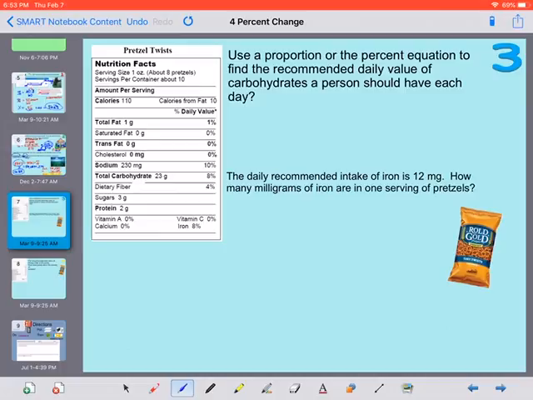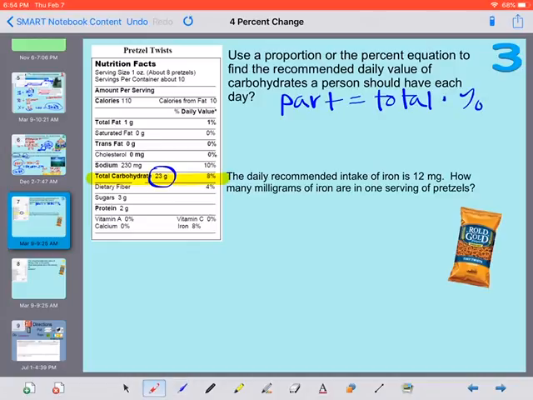All right, the rest of this should, for the most part, be a review. It says use a proportion or the percent equation to find the recommended daily value of carbohydrates a person should have each day. So we're looking at carbohydrates right here. Carbohydrates should be 8%. We know that we're getting 23 grams. So that's the part that we're getting from these pretzel twists. So I'm going to use the percent equation that we just talked about, because it doesn't say percent change. We don't need to figure out how much our carbohydrates change. We just want to know how much should they have in a day? How much total should a person get?